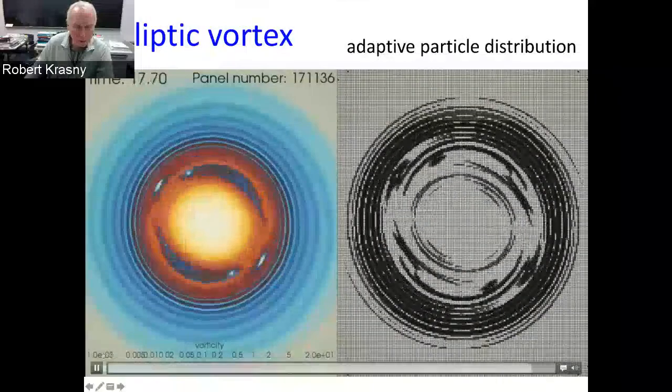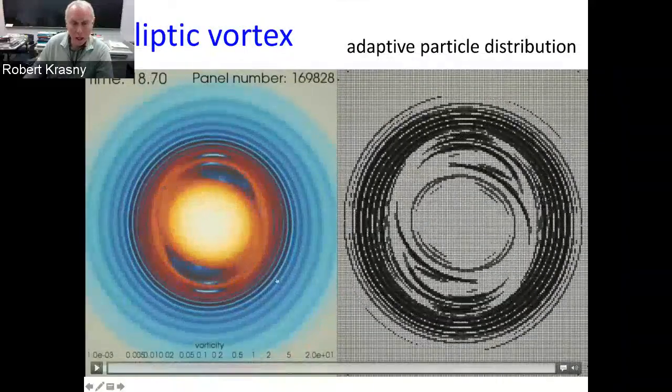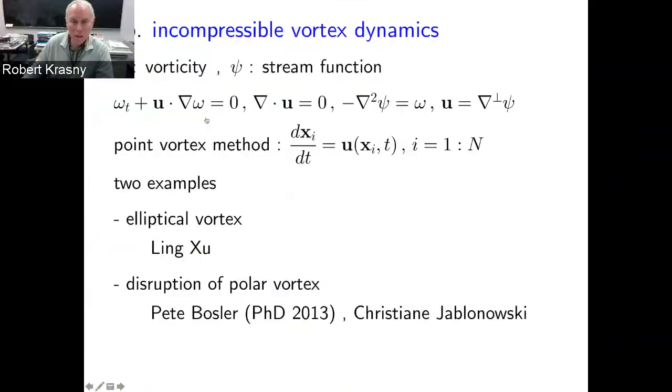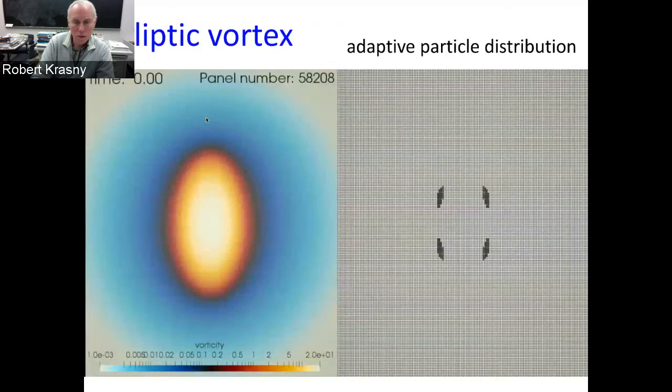Well, there are these waves radiating in the exterior. Those are at low amplitude, like 10 to the minus 3. I don't think those have been seen before. So we're interested in examining these vortex dynamics.